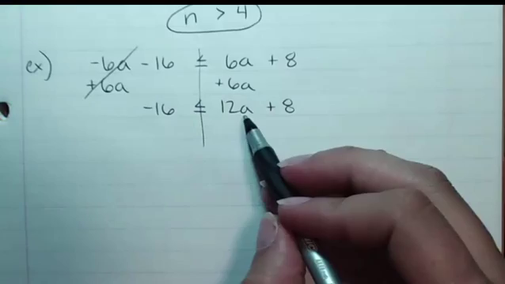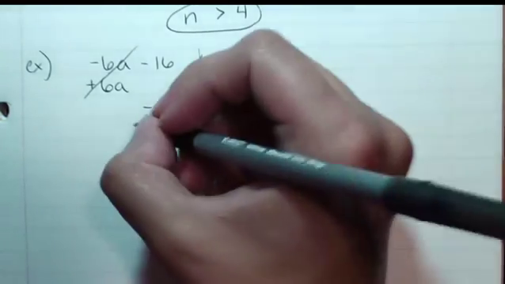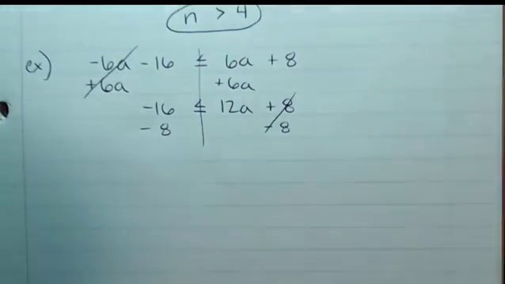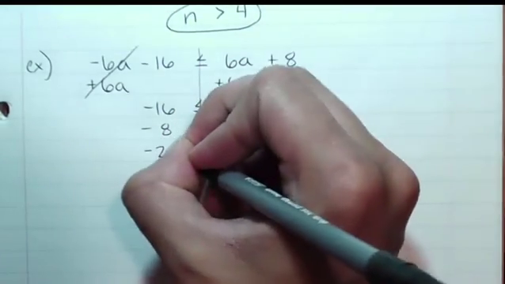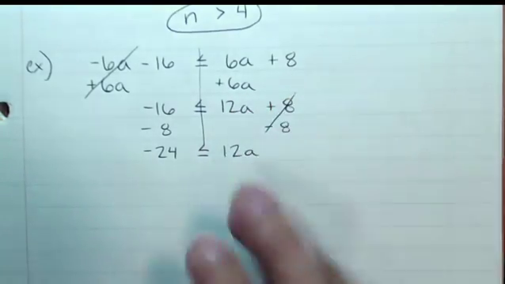Okay, and my variables are all on one side, so now let's get our numbers on the other. So I'm going to subtract 8 on both sides, which leaves me with negative 24 is less than or equal to 12a.